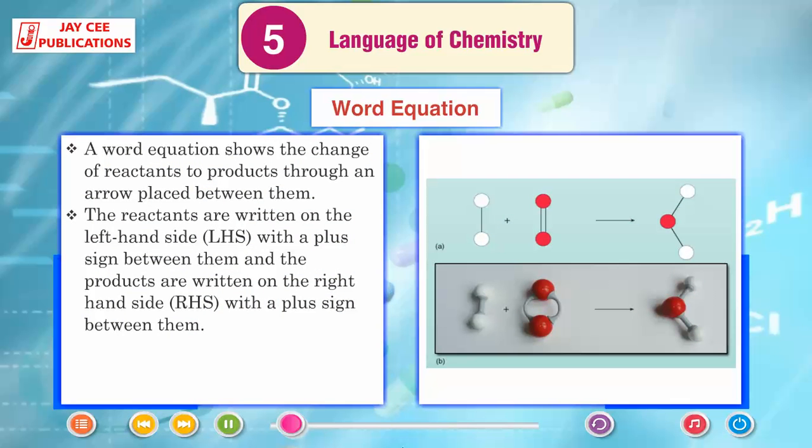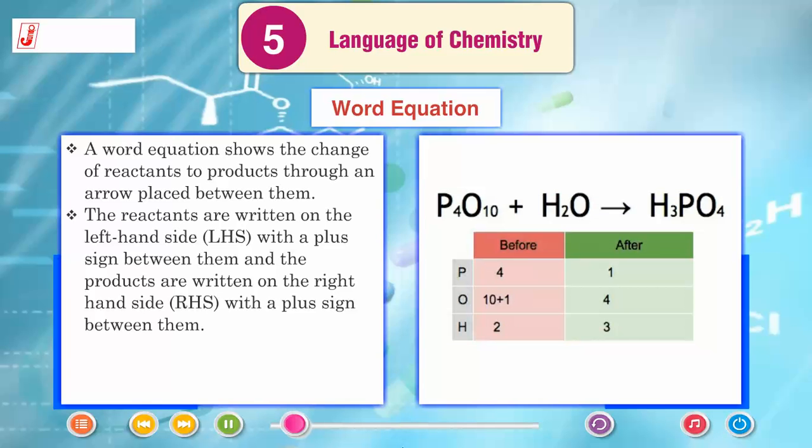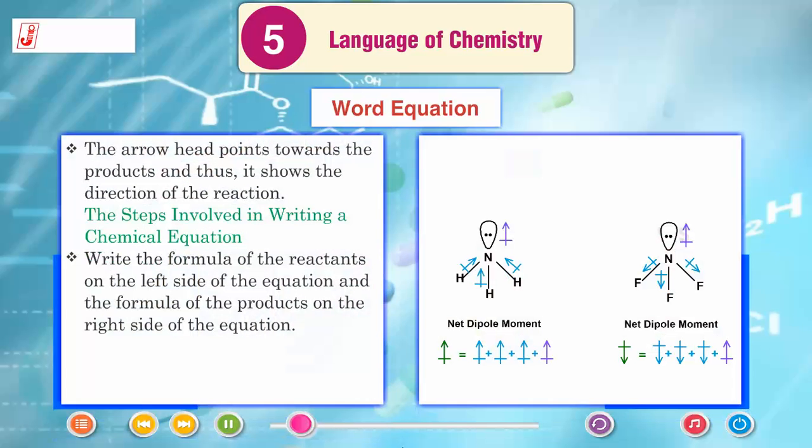A word equation shows the change of reactants to products through an arrow placed between them. The reactants are written on the left hand side, LHS, with a plus sign between them, and the products are written on the right hand side, RHS, with a plus sign between them. The arrowhead points towards the products and thus it shows the direction of the reaction.